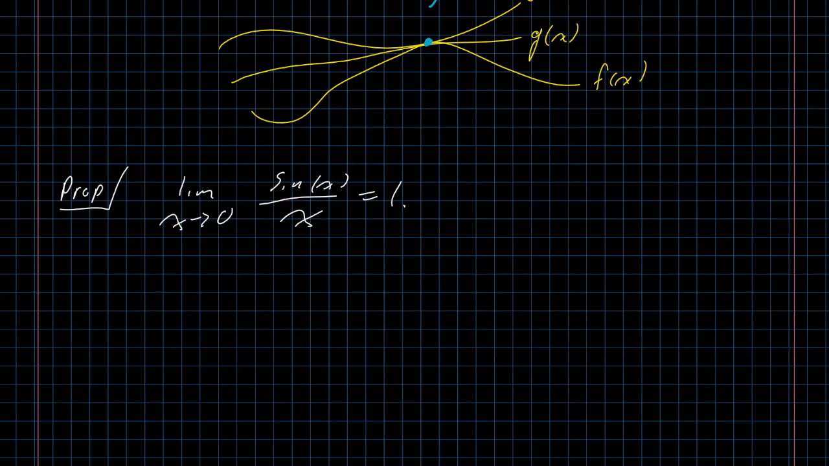And to write this proof, I'm actually going to change variables. Because we're talking about an angle here, it's not unreasonable to, instead of thinking about sine x over x, to think about sine theta over theta.